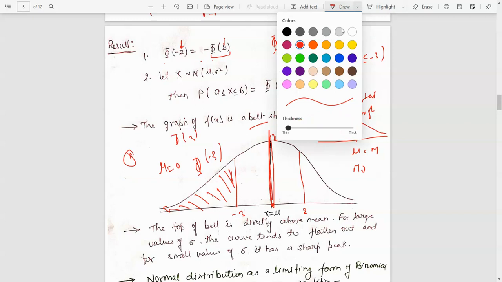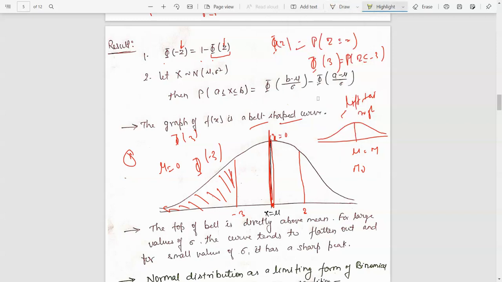Let's take this highlighter. The phi of 3 is all this particular region. This is 3, so phi of 3 is all this region. Okay, so this is phi of 3.